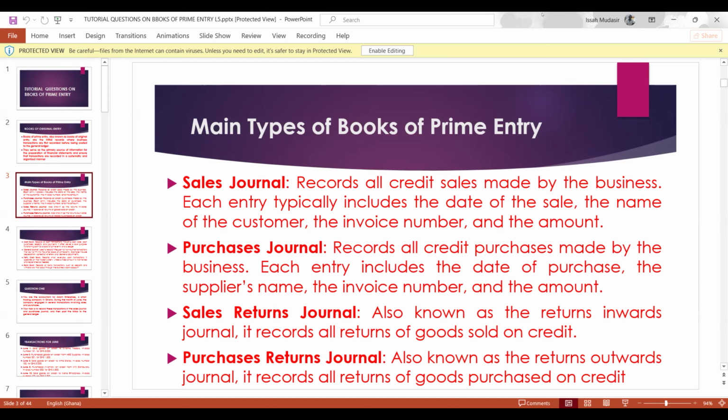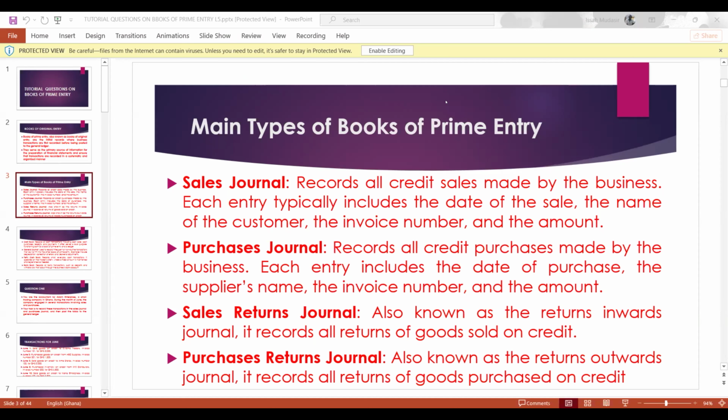So those online, can you hear us? So refer to a slide entitled Tutorial Questions on Books of Prime Entry. That's what we are discussing. So refer to that one now so that you can follow us. Are you with us? Yes. Good. So these are the main types.